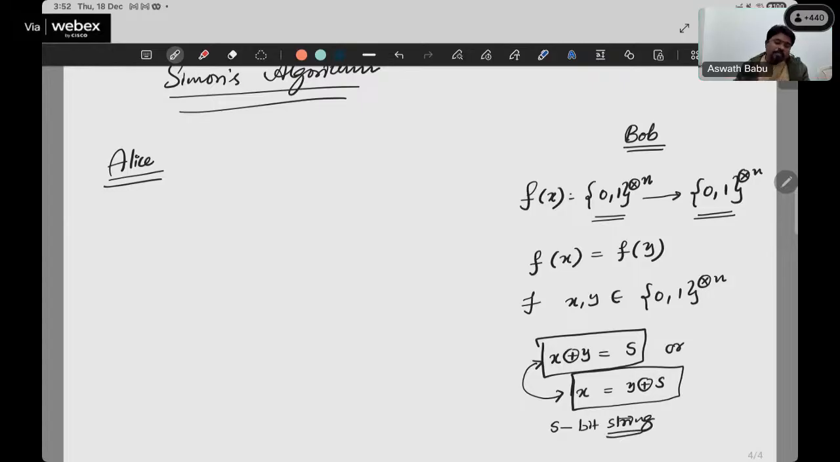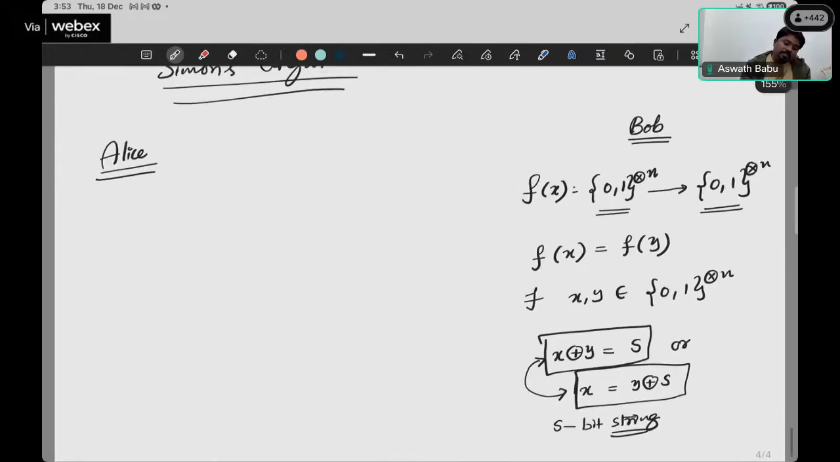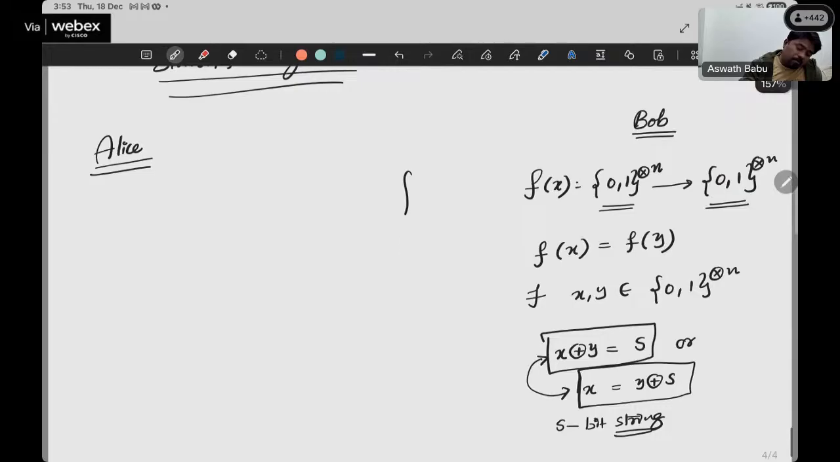So this is the kind of function Bob is using. This function is described by s. Very, very important. Let me conclude that: the most important thing is s describes this f of x.